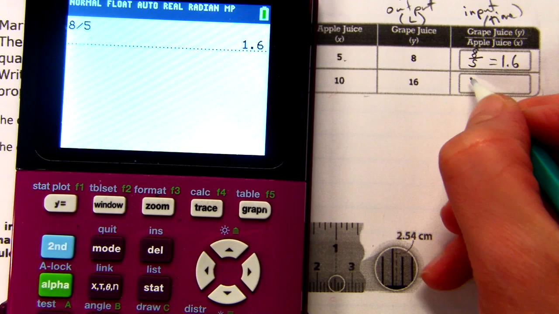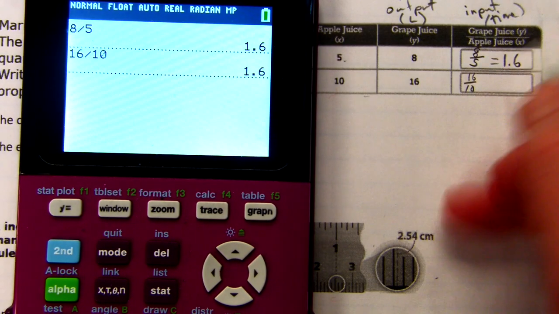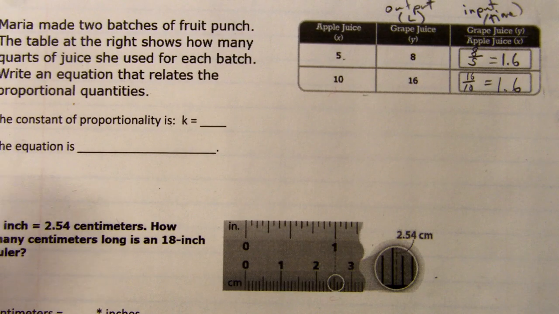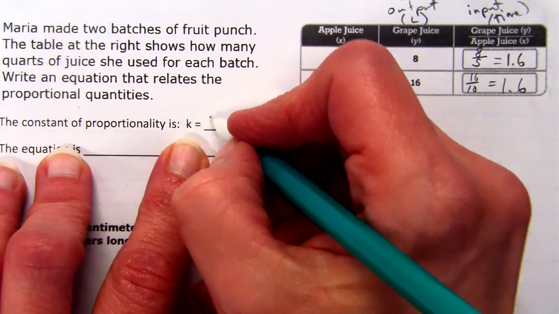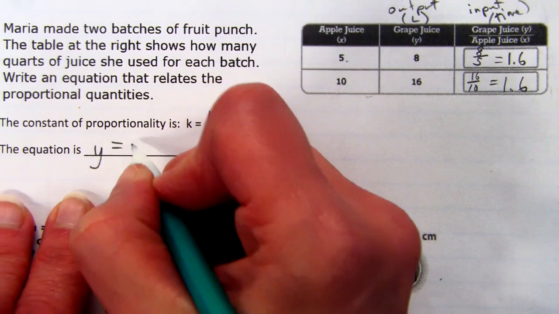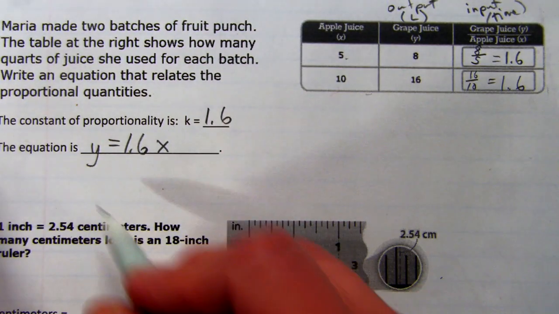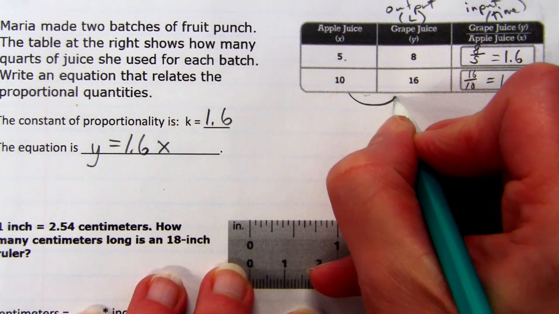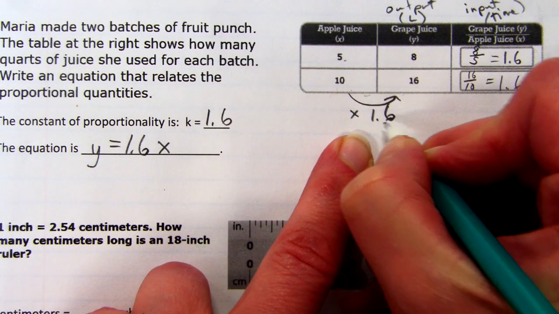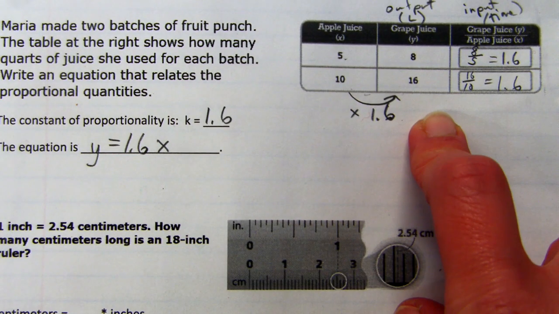And then I could test the next one and just make sure I did it right. 16 divided by 10 is 1.6. So we're verifying that this is proportional. And then we also have the constant of proportionality is 1.6. So my equation is y equals 1.6x. And that's how we do those. So that means to go from here to here, I'm going to take it times 1.6 every time. So I could add more columns to this, and I now know what to do.